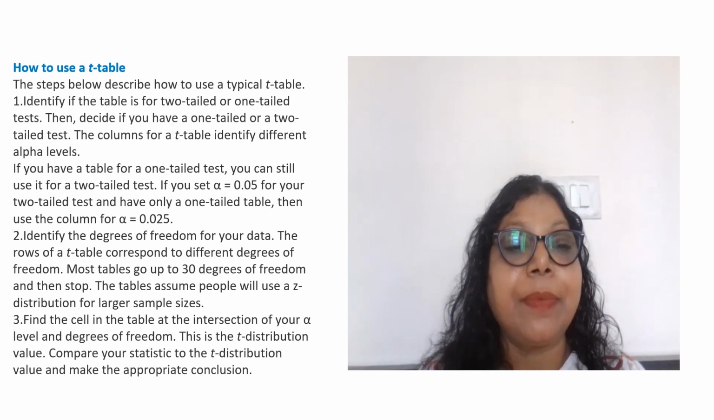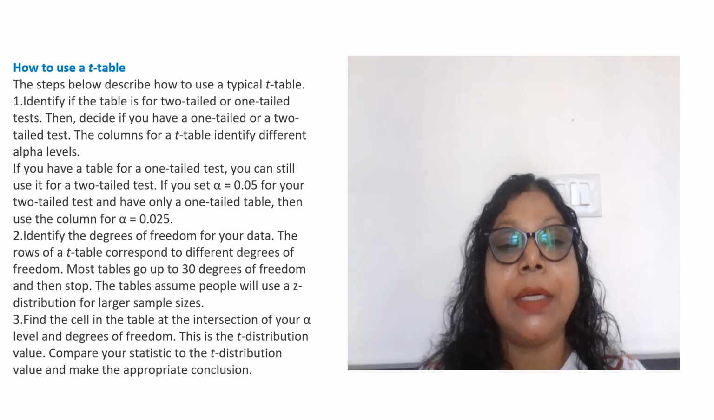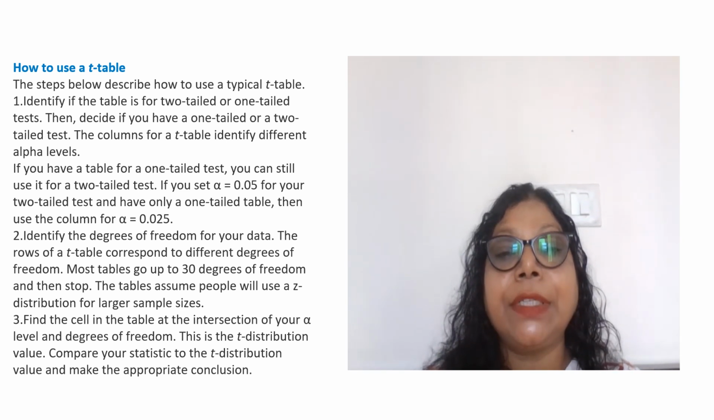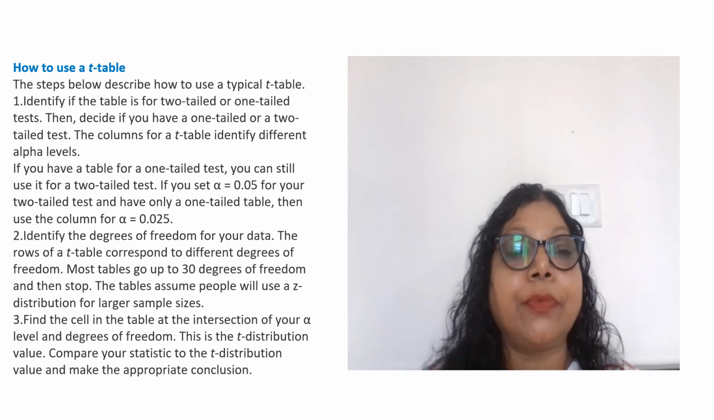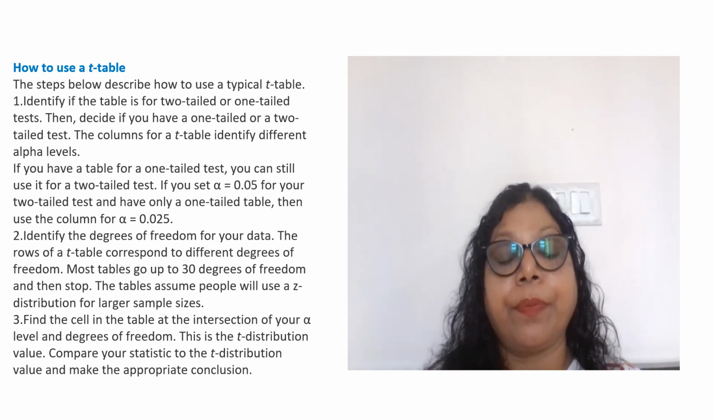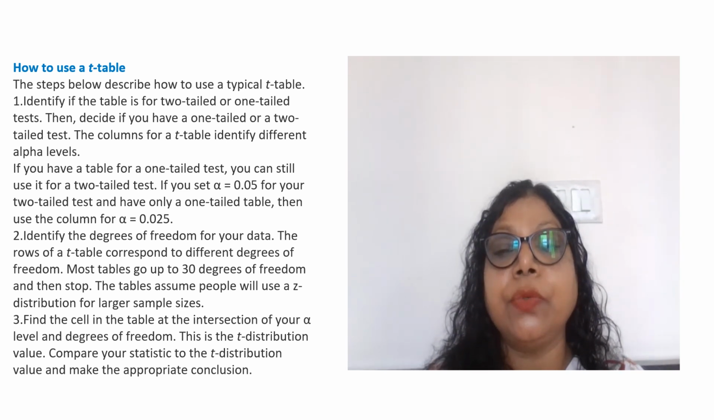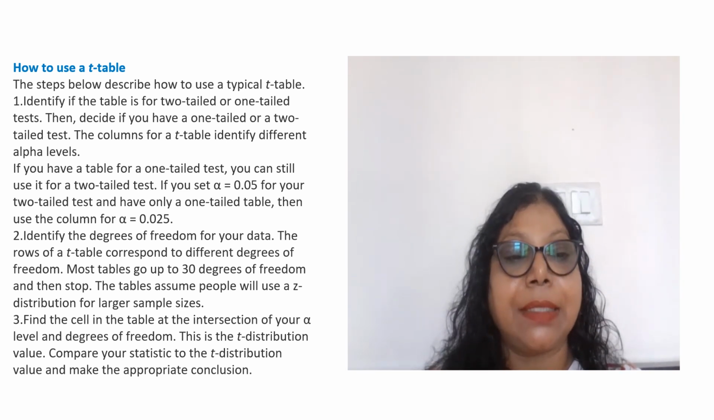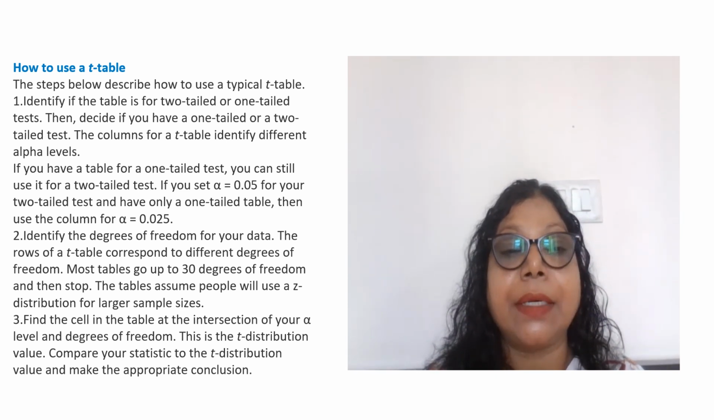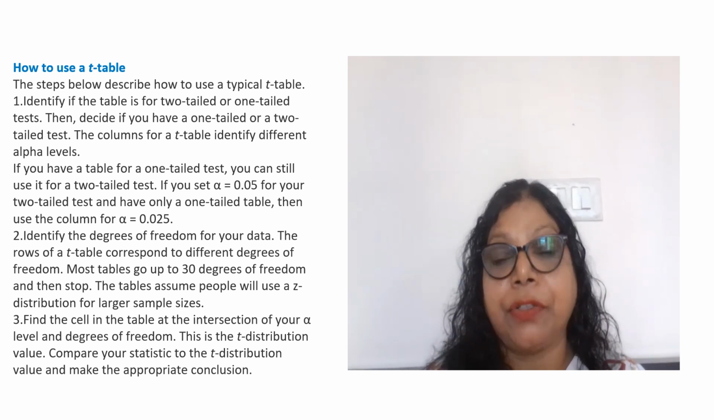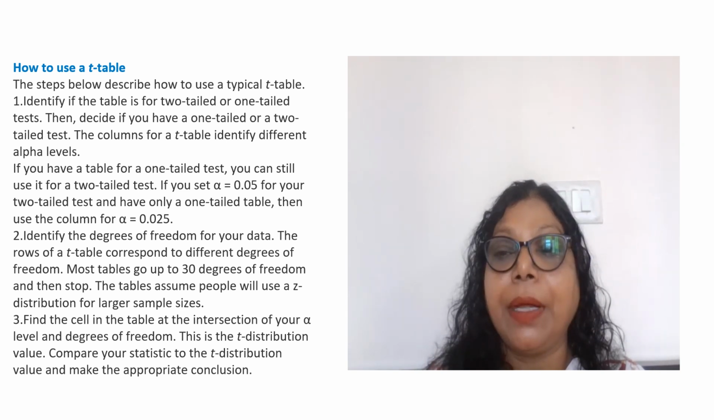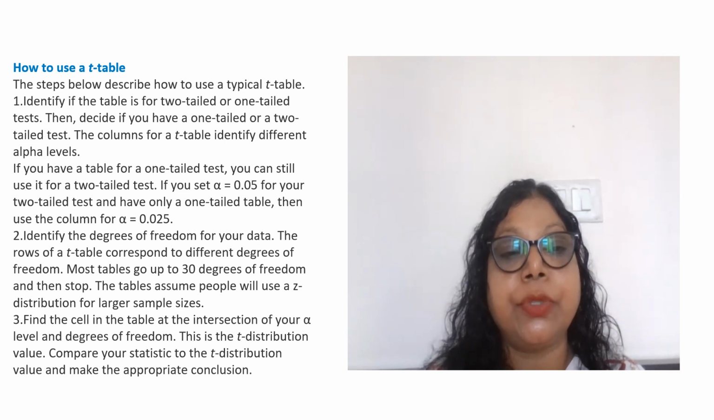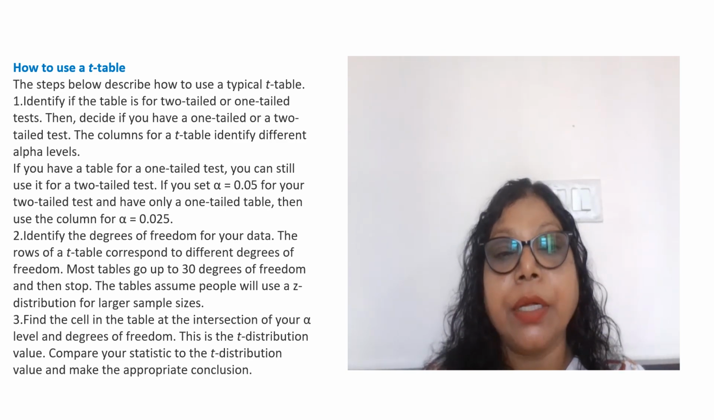The second step is to identify the degrees of freedom from the data. The rows of the t-table correspond to different degrees of freedom. Most tables go up to 30 degrees of freedom and then stop, as the table assumes people will use the Z distribution for larger sample sizes. Third step, we find the cell in the table at the intersection of our alpha level and the degrees of freedom. This is the t-distribution value, and then we compare our test statistic to this value and make the appropriate conclusion.